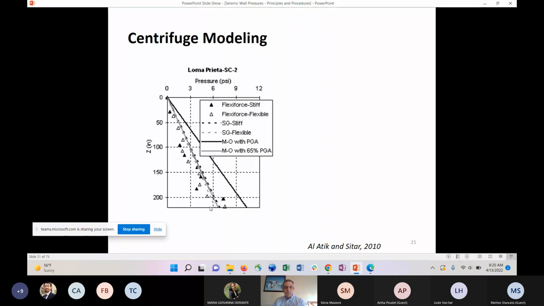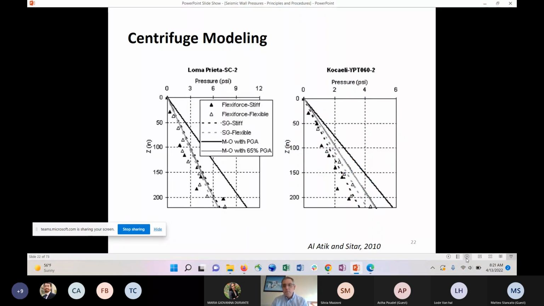And whether you use the Flexiforce sensors or you use the strain gauges, and you see here different results for the stiff and flexible walls, you're getting pressures kind of in this range. If you use the Mononobe-Okabe limit state method with the recorded PGA, you get something bigger. That's this black line. So it doesn't fit. And so what you can do then to try to make it fit is multiply the PGA by a factor to reduce it until you get something that approximates the measurement. And so in this case, they've used 65%, and that seems to do a pretty good job.